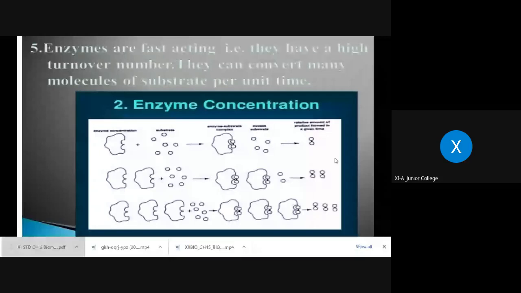Then enzyme concentration is also very important. Enzymes are fast acting. They have a high turnover number. They can convert many molecules of substrate per unit time. It means within a short time, n number of products can be produced when the enzymes come in contact with the substrates. So its rate is very fast. It acts very fast. So that's why they have a very high turnover in case of enzyme substrate complex formation.